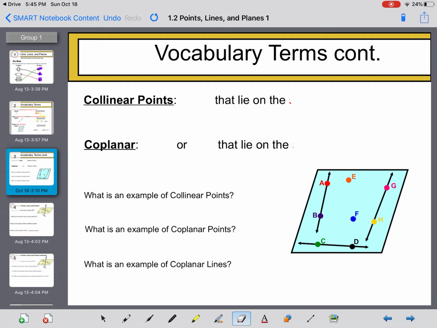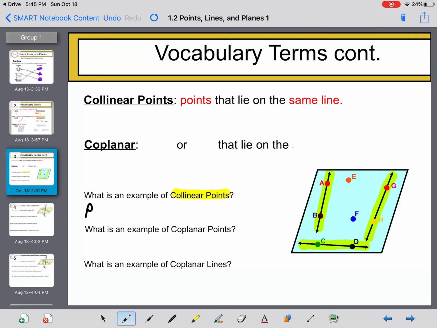Collinear points. Collinear points are points that lie on the same line. So if you notice in this given plane here, I have several lines. I see line AB, I see line GH, and I see line CD. So an example of collinear points would be points that are on the same lines.